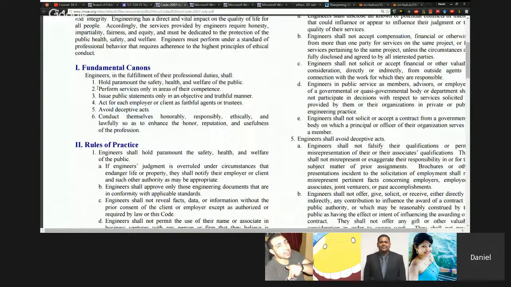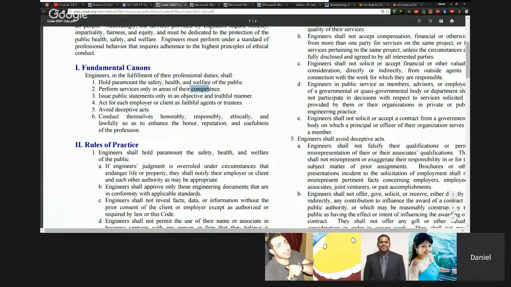All right, so the fundamental canons. Engineers in the fulfillment of their professional duties shall: one, hold paramount the safety, health, and welfare of the public; two, perform services only in areas of their competence. This makes competence the other really important thing. The health and welfare of the public is the first really important thing. The second really important thing is that engineers display competence and act only in their areas of competence. All right. The third fundamental canon is that engineers issue public statements only in an objective and truthful manner.